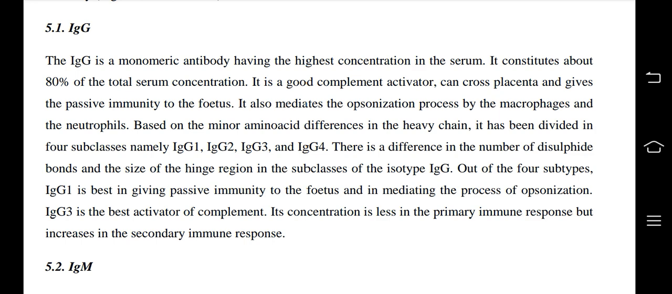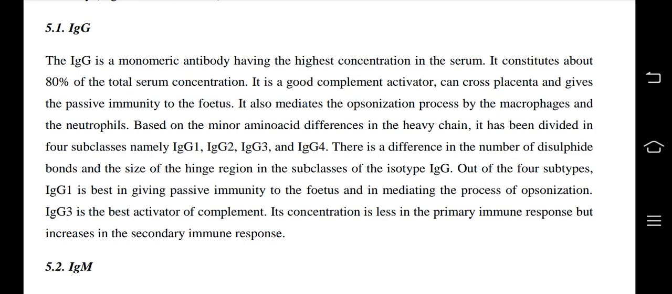It also mediates the opsonization process by the macrophages and the neutrophils. Based on the minor amino acid differences in the heavy chain, it has been divided into subclasses, namely IgG1, IgG2, IgG3, and IgG4. There is a difference in the number of disulfide bonds and the size of the hinge region in the subclasses of the isotype IgG. Out of the 4 subtypes, IgG1 is best in giving passive immunity to the fetus and in mediating the process of opsonization.